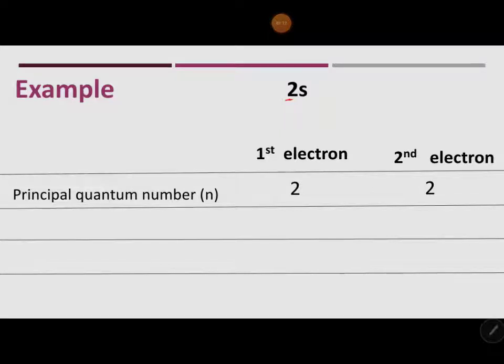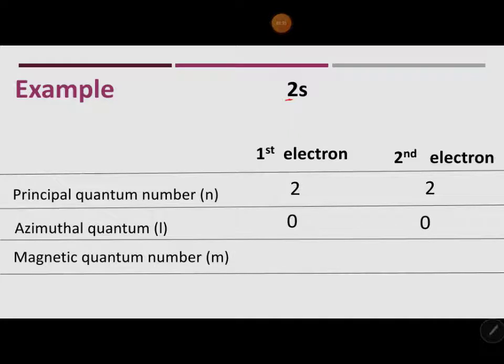shell. Second quantum number is azimuthal quantum number. Its value is specific for each subshell. For s subshell, its value is 0. As both electrons belong to the s subshell, it's again same for both the electrons. Third quantum number is magnetic quantum number m. Its value ranges from minus L to plus L. In this case, the value of L or azimuthal quantum number is 0. So value of the magnetic quantum number for these two electrons is 0, as these two electrons belong to the same orbital.